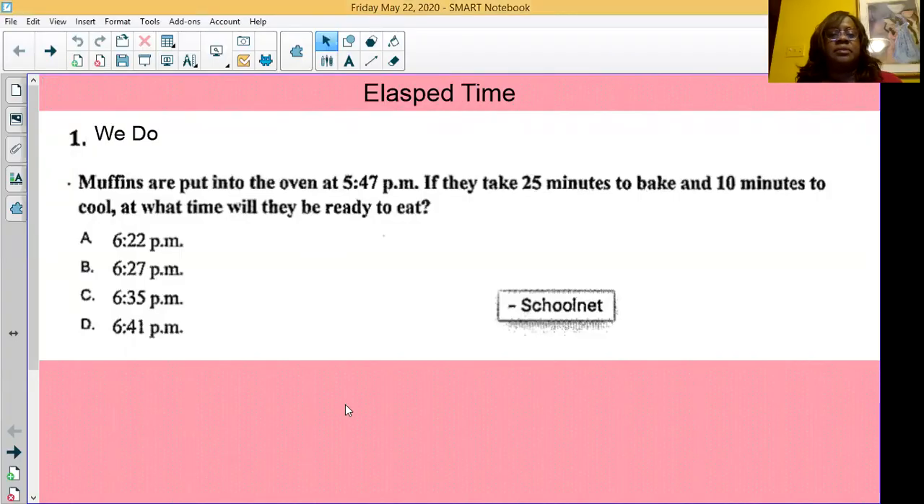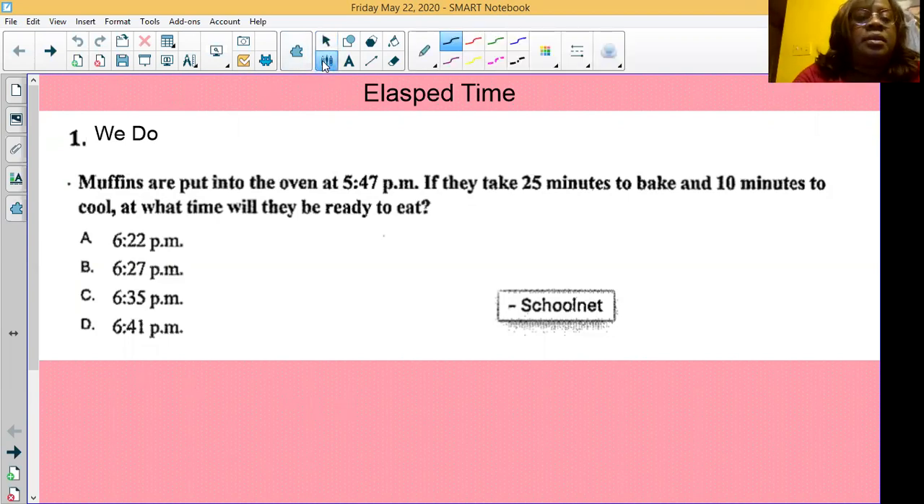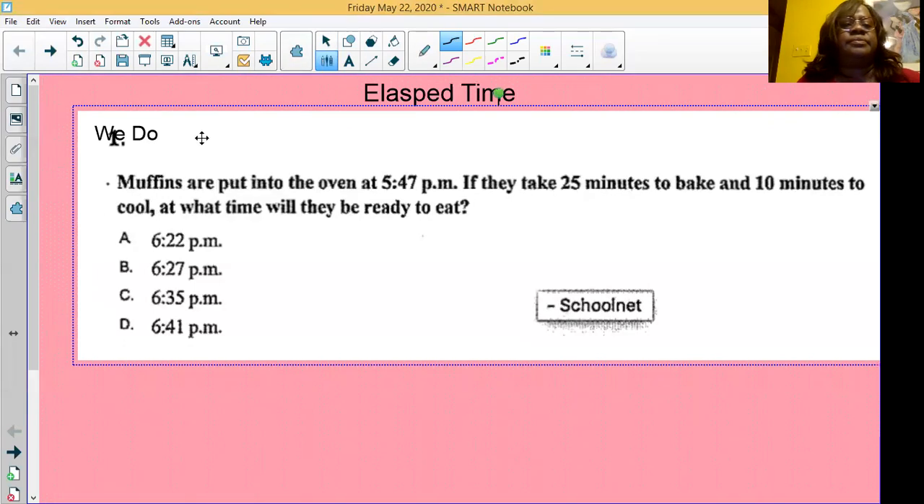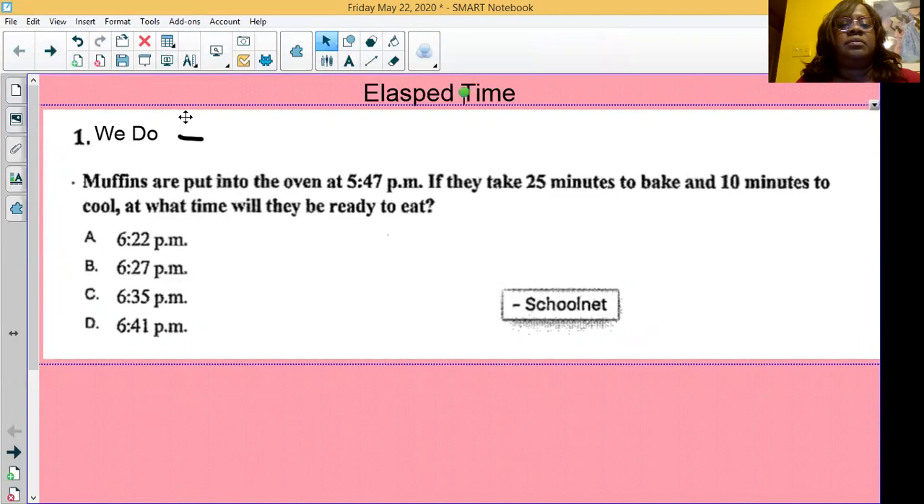Okay, so our first we-do, it reads, muffins are put into the oven at 5:47 p.m. If they take 25 minutes to bake and 10 minutes to cool, at what time will they be ready to eat? Okay, so the first thing we're going to do is underline our big question. And our big question is that we're trying to figure out what time will they be ready to eat. Then after you do that, I want you to cube the rest of your problem.